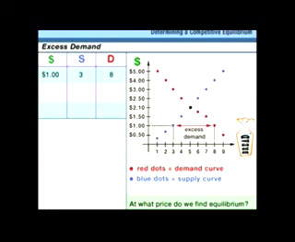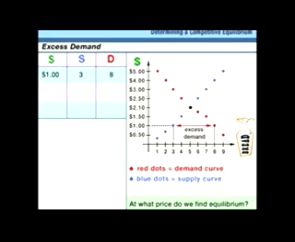At a price of $1, the quantity demanded, however, is 8 loaves per week. That is, buyers are willing and able to purchase 8 loaves of bread at a price of $1. The fact that there are more buyers than sellers, or the quantity demanded is greater than the quantity supplied at a price of $1, means that we have excess demand, which is the difference between the quantity demanded and the quantity supplied at the price of $1. I'll label this with a little sign that says excess demand.